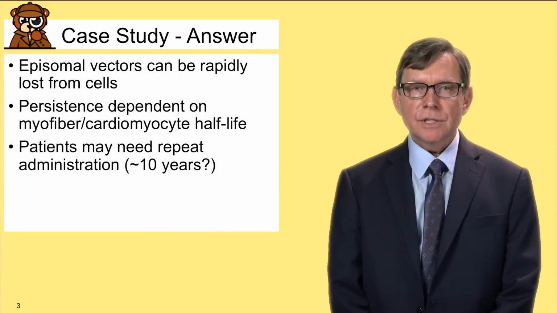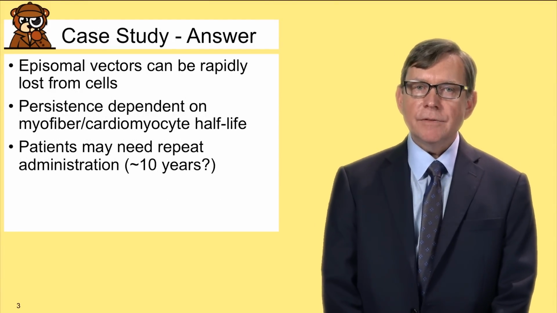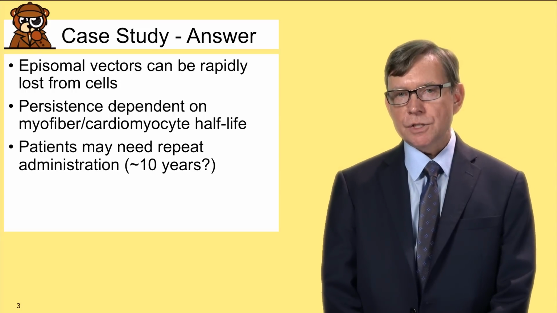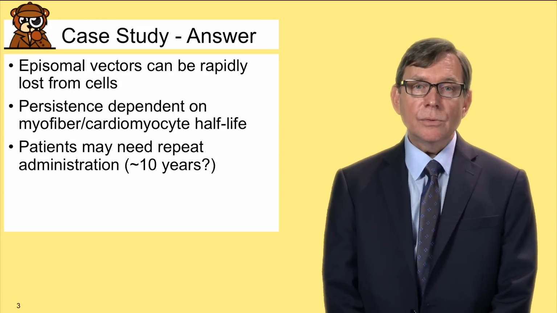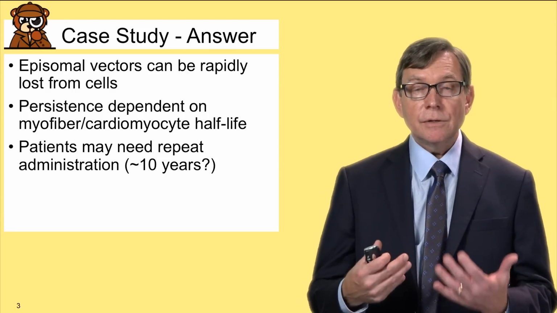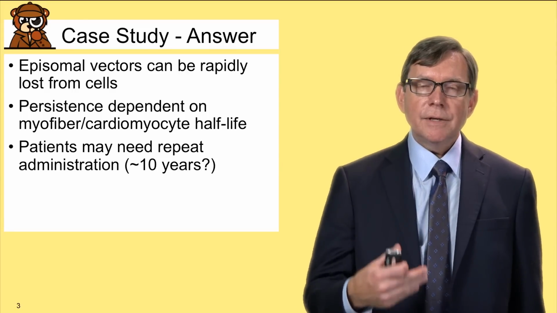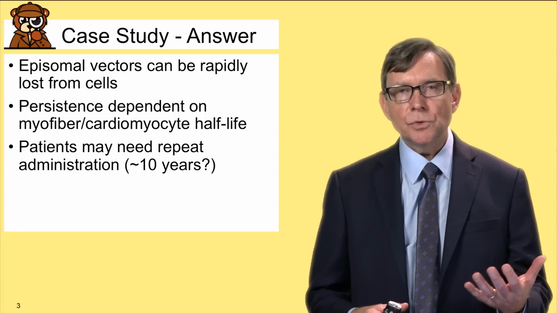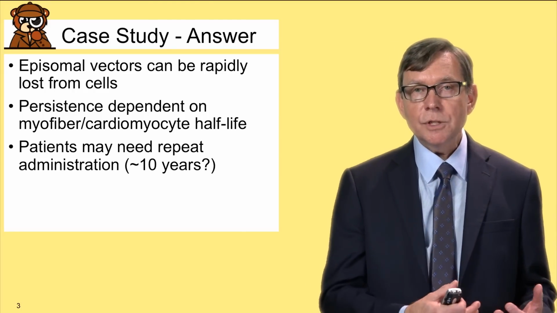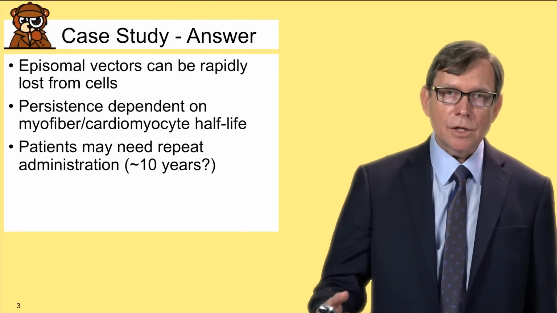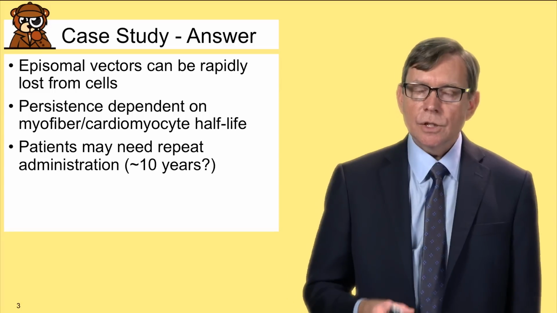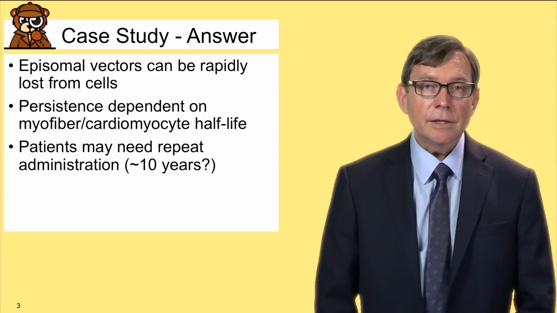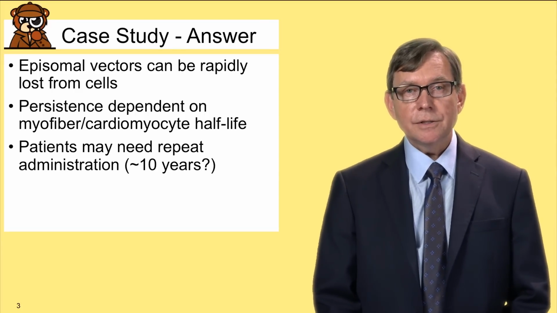Here's some answers to that previous question. I mentioned earlier that AAV vectors are episomal vectors, and those can be rapidly lost from cells, particularly dividing cells. So could that be a problem? We don't yet know how long this method of treatment will work. The ability of AAV vectors to persist depends on the half-life of a particular cell type. If an individual is exercising a lot and they undergo damage to some of their muscles, could these AAV vectors be lost, and will the effectiveness decrease? It's a little difficult to predict the answers to these questions, but our guess is that patients may need to have their AAV treatments repeated approximately every 10 years.